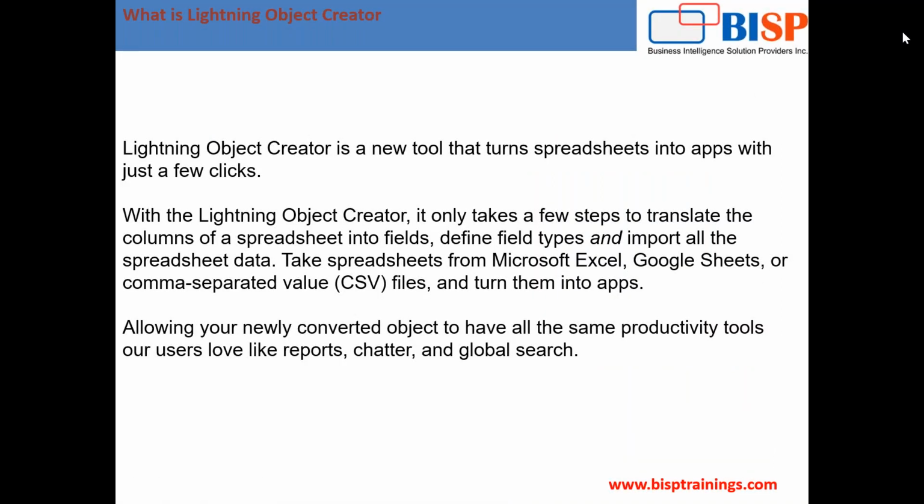First of all, what is Lightning Object Creator? Lightning Object Creator is a new tool that turns a spreadsheet into apps with just a few clicks. It means we don't need to perform any coding or write any script. With just a few clicks, it converts our Excel sheet into apps. With just a few steps, we are able to convert our CSV file or a spreadsheet into our apps.